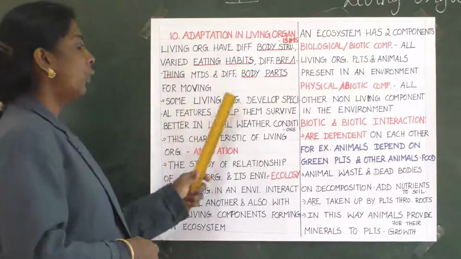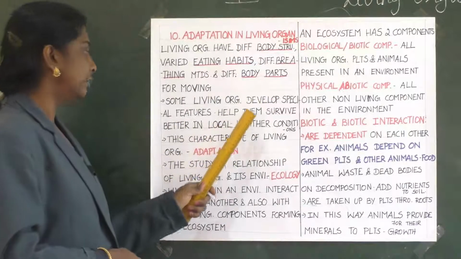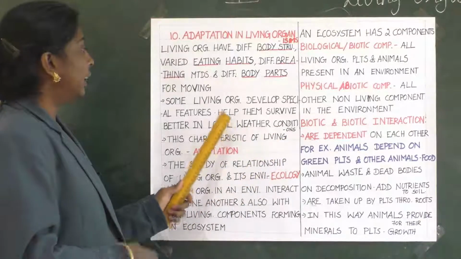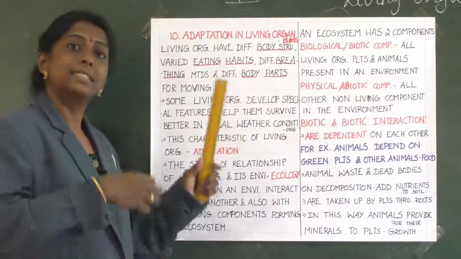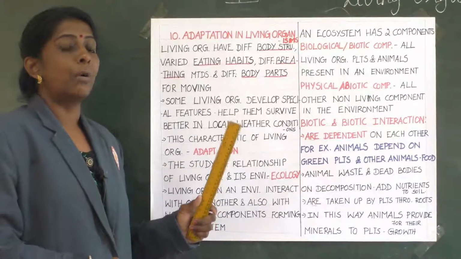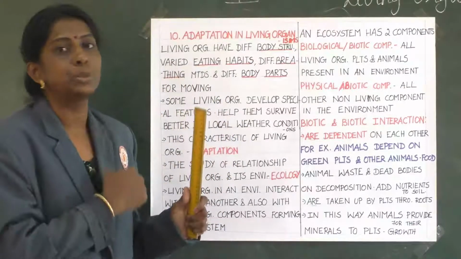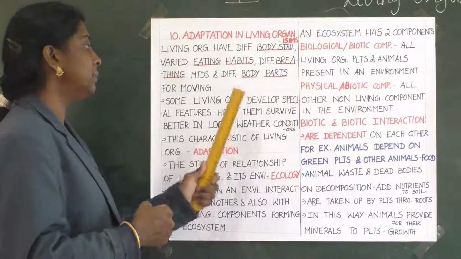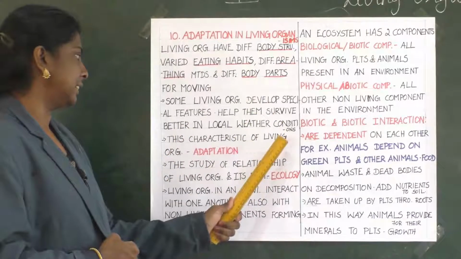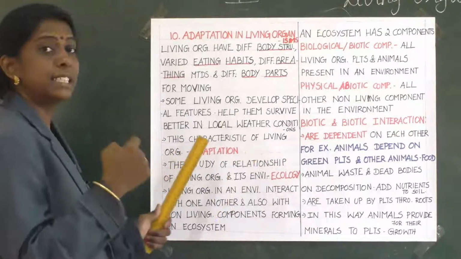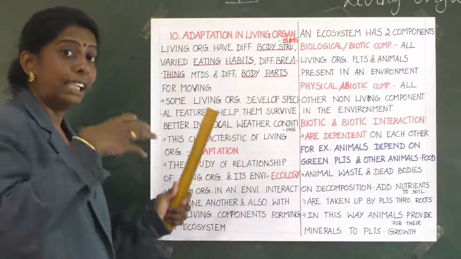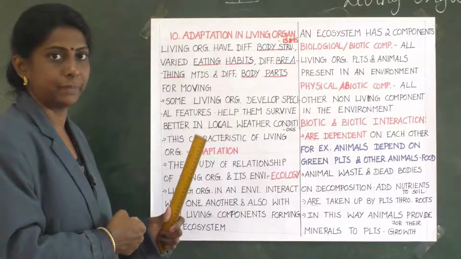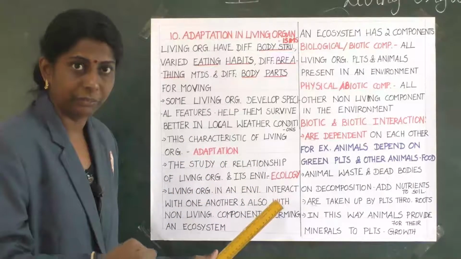Yes. Some living organisms develop special features which help them survive better in local weather conditions. So, each and every living organism is provided with some special features. Some are having lungs to breathe. Some organisms are having gills to breathe. So, they are having special features and those features help them survive better in local weather conditions. This characteristic of living organisms is said to be adaptation. So we are able to adapt in the environment with the help of the features which are present within the living organism. Clear? So that's what is said to be adaptation. Clear children? Yes.